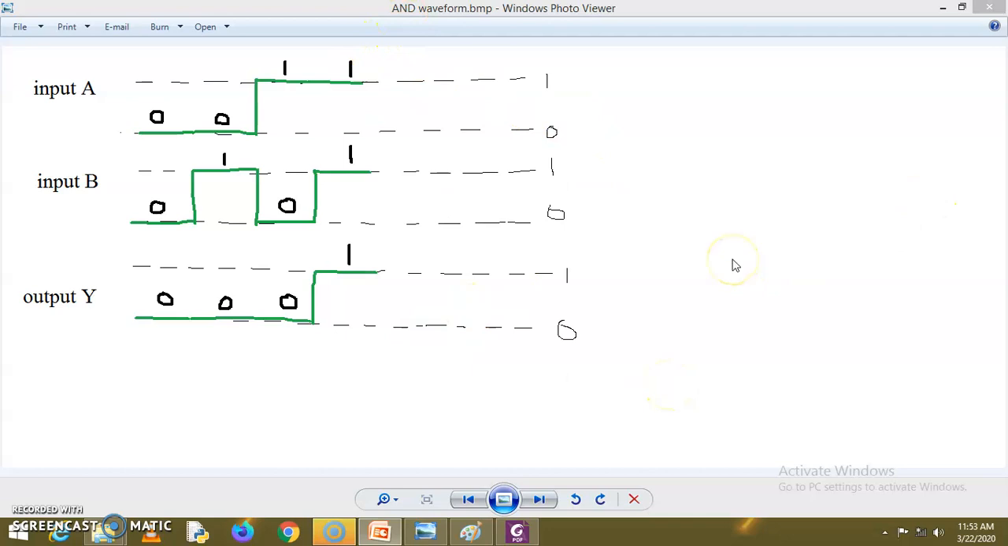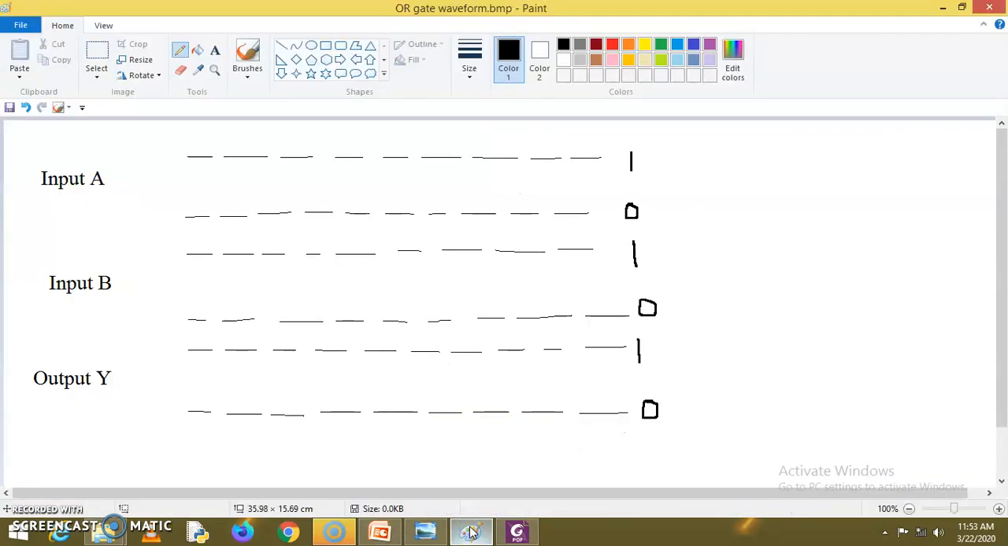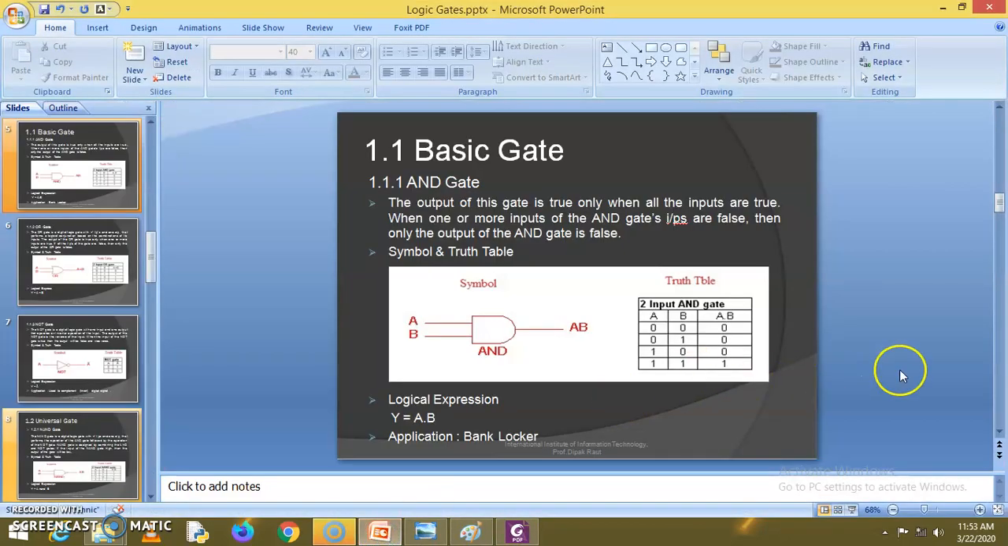Okay, now we'll take one more example, and I'll draw the timing diagram in Paint for your better understanding. So I'll open a Paint file. Already I have drawn the logic levels 0 and 1 for input A, input B, and output Y. Now let's start, we'll apply this input to the OR gate.